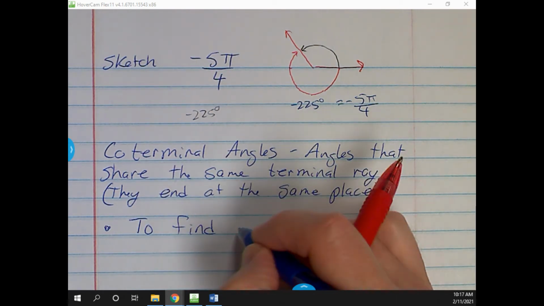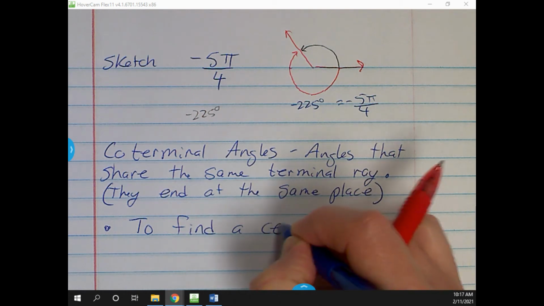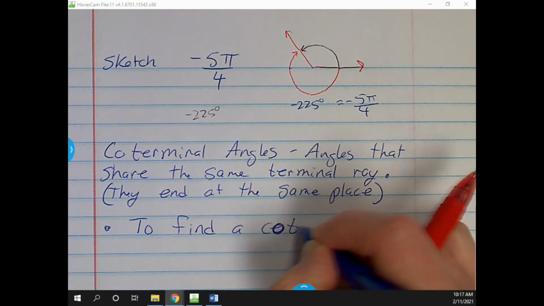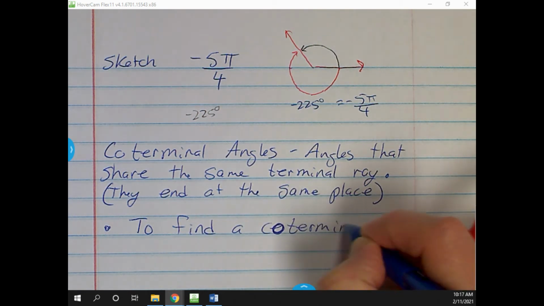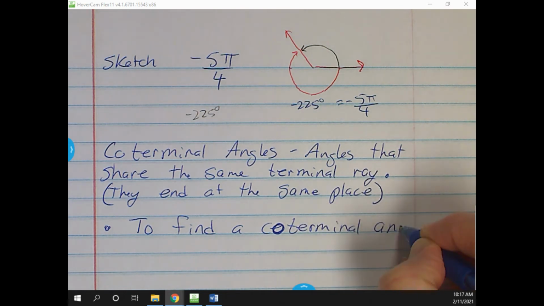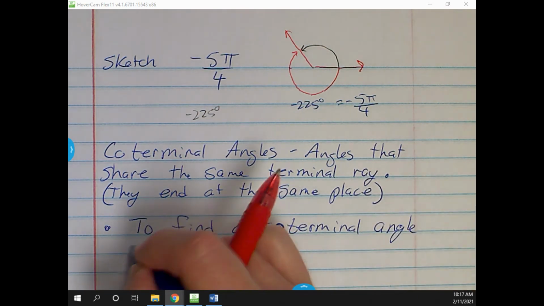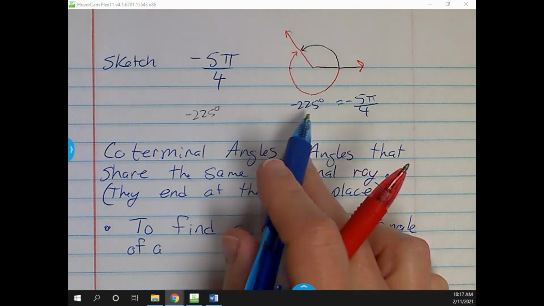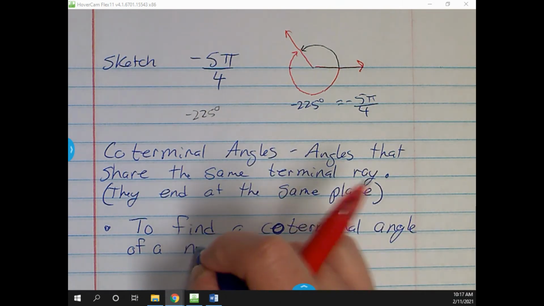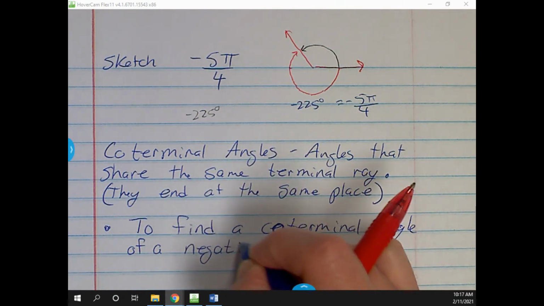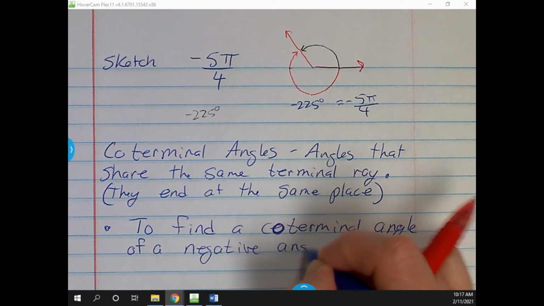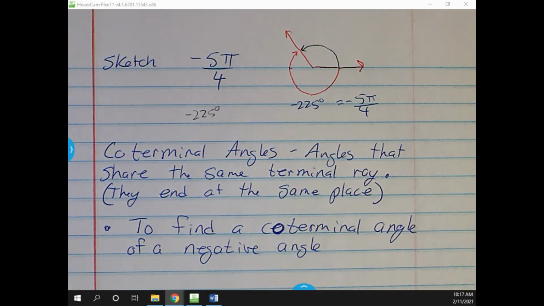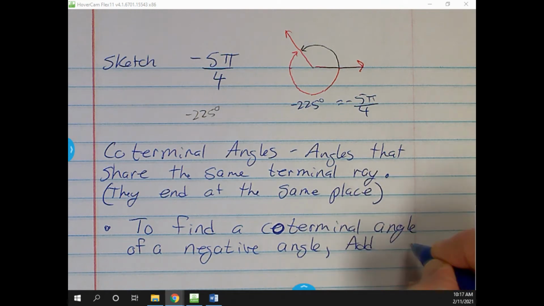So to find a coterminal angle, and we'll do this one first since it's right here, of a negative angle, you do one easy little thing. You just add 360.